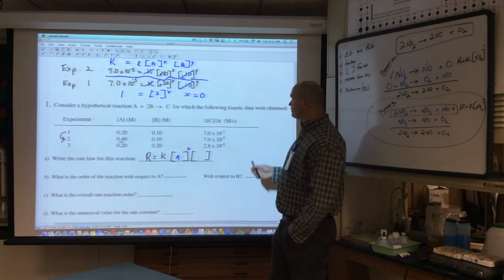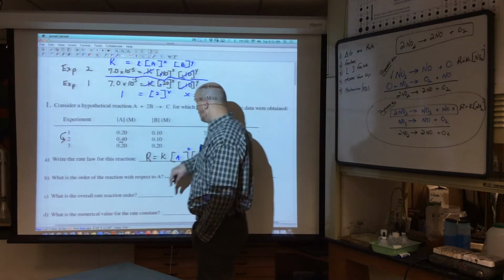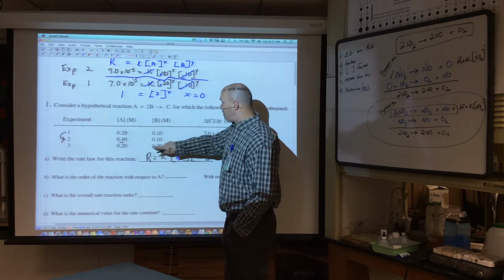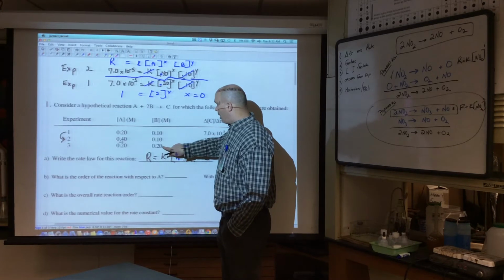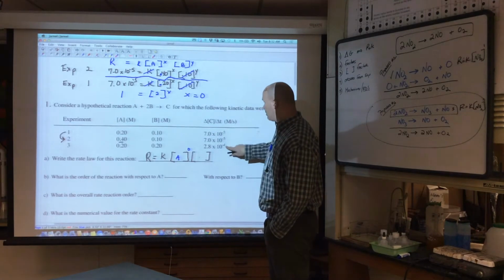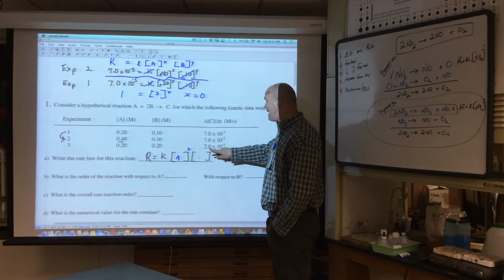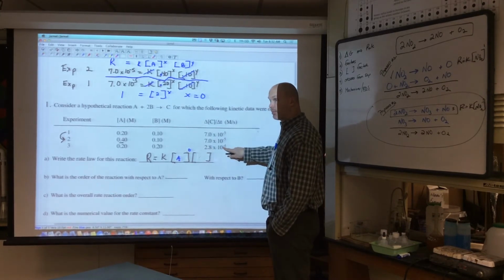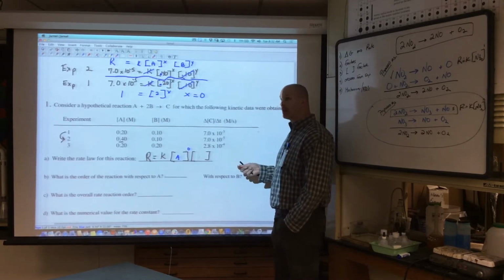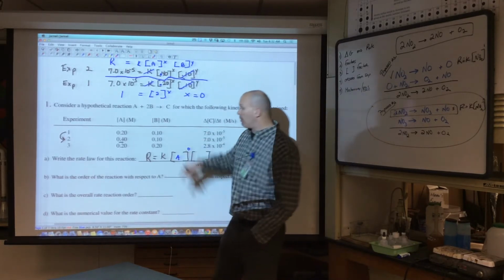Okay, now the other one, pick any one you like, keep A constant. So I'm going to pick 3 and 1. So keeping A constant, as I go from 1 to 3, I double B. What happens to my number? 7.0 times 10 to the negative 5 becomes 28 times 10 to the negative 5. All right, so 2.8 times 10 to the negative 4 is the same thing as 28 times 10 to the negative 5. How are 7 and 28 different? 4 times.